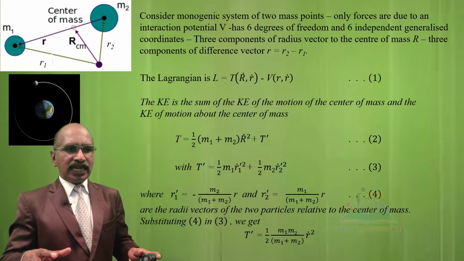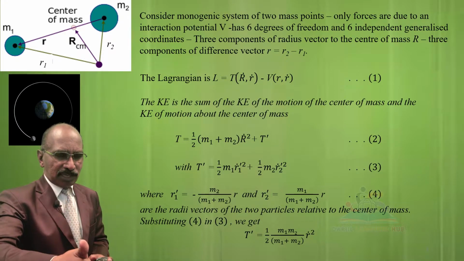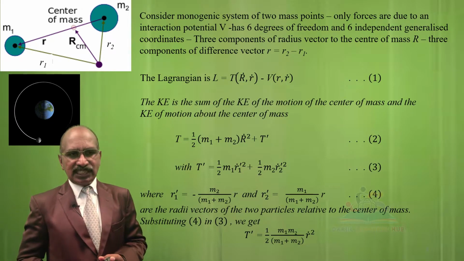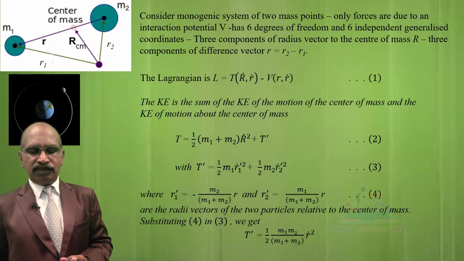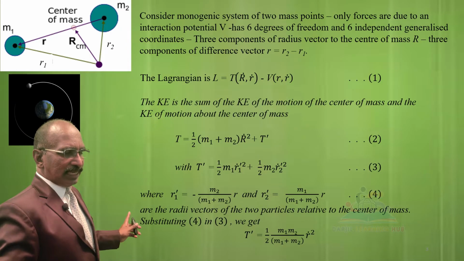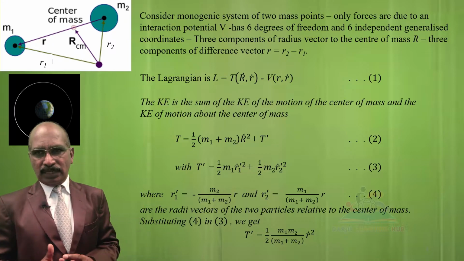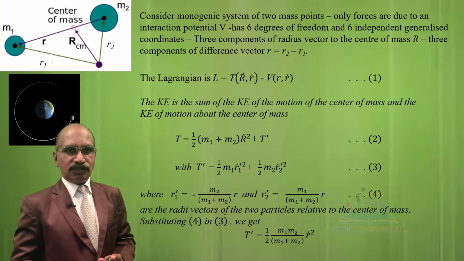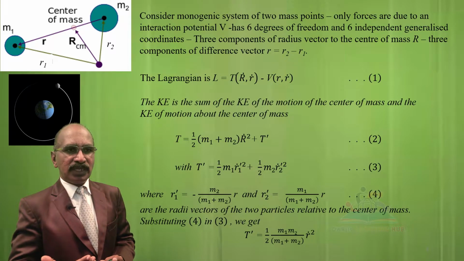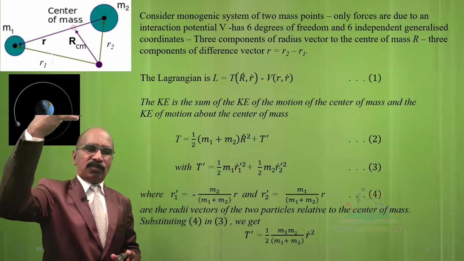Now square equation number 4 and substitute in equation number 3, and you will get T dash equal to 1 by 2 m1 m2 divided by m1 plus m2 into r dot square. So that is the kinetic energy due to the motion about the center of mass. Now this is T dash. So substitute this T dash in equation number 2, and then once again in equation number 1.